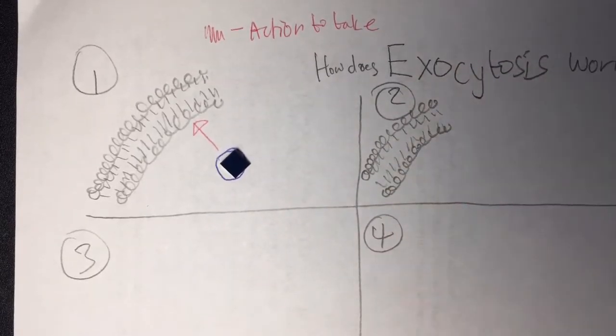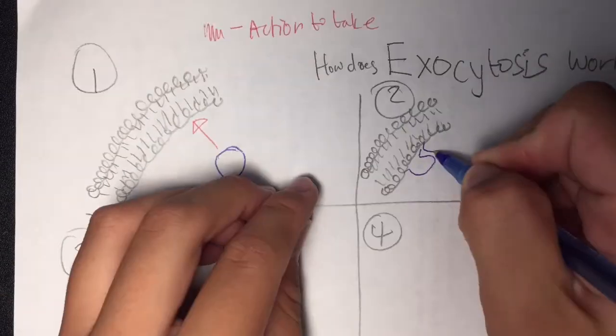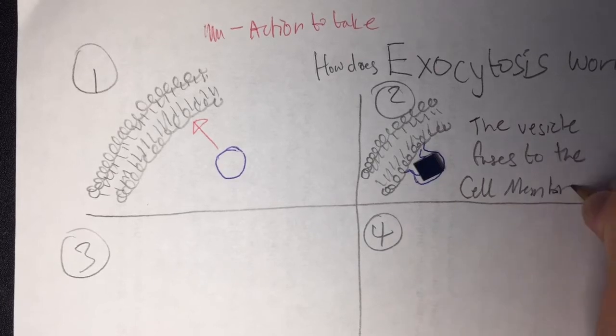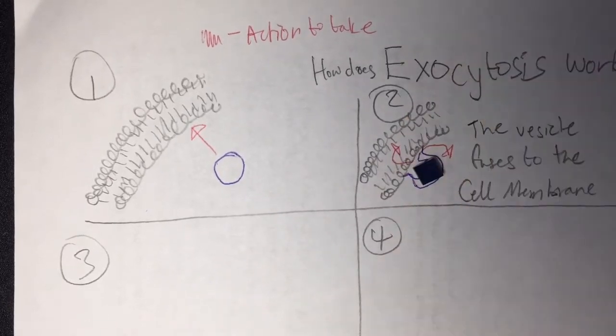Okay, after drawing another cell membrane, you can now see, amazingly, that the vesicle has formed to the cell membrane. They are now one. So the vesicle fuses to the cell membrane, but it doesn't exactly get eaten by it. It kind of becomes part of it, if you get my vibe. Or that's a terrible description.